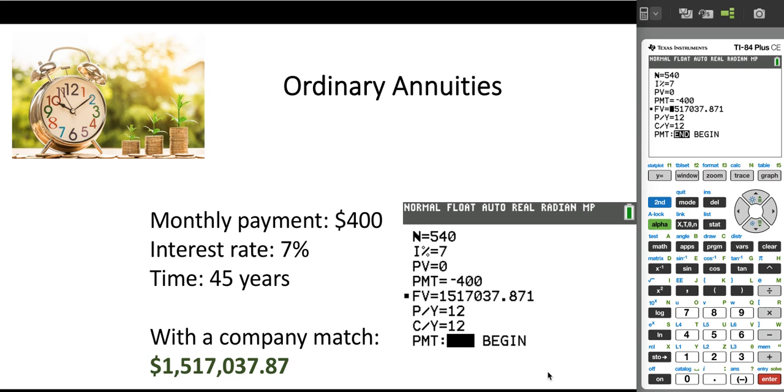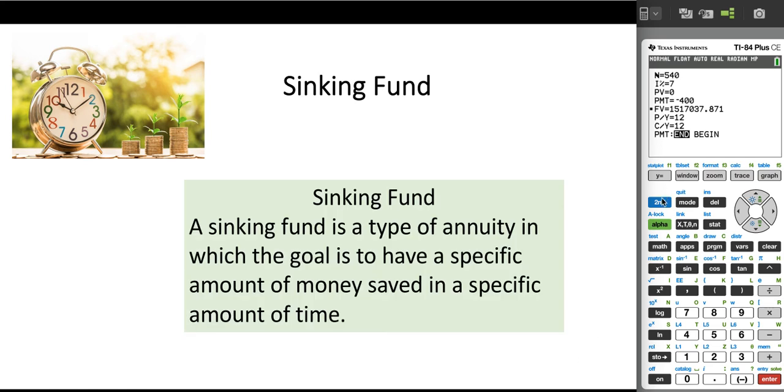Play with this. Play with how much you think you can set aside from your paycheck and then start doing it. Start doing it early. Okay. The next thing we need to do is talk about sinking funds.